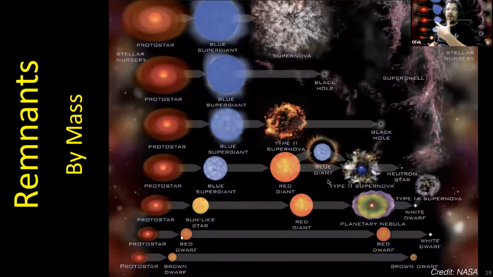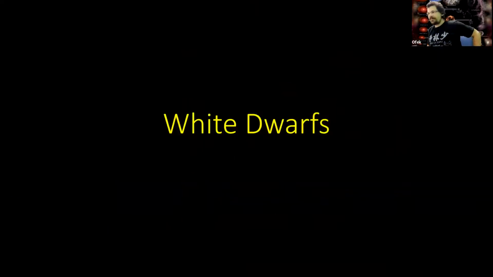For a red dwarf, it's even simpler. We'll have eventually a white dwarf remaining. So we actually expect most stars to finish their lives as white dwarfs. And so for most of the next hour or so, we'll talk mostly about white dwarfs. So what are these white dwarfs?